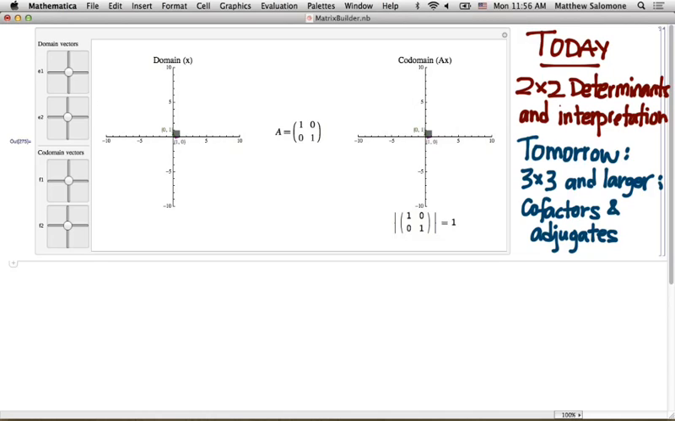So what does a determinant actually mean? What does it tell you about a matrix, about the linear transformation that matrix represents? So that'll be the goal today, is to talk about 2x2 determinants, how to compute them, and then how to figure out what they're telling you.